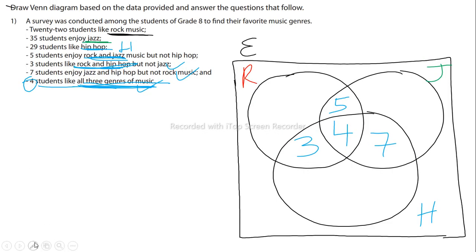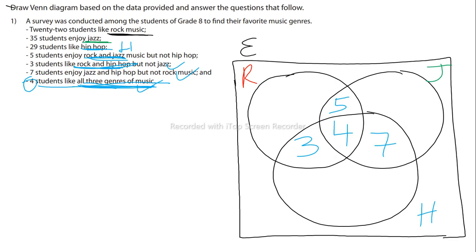Okay, good. And then we have, so that's it for the intersections, right? Yes, sir. Now it says 29 students like hip hop. Okay, so 29 students like hip hop. Hip hop is H, right? So we know that all of this circle is going to be equal to how much? 29. So if we just want to figure out what is H only, what would that be?